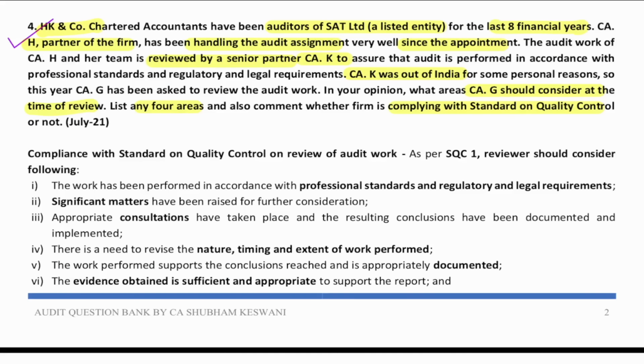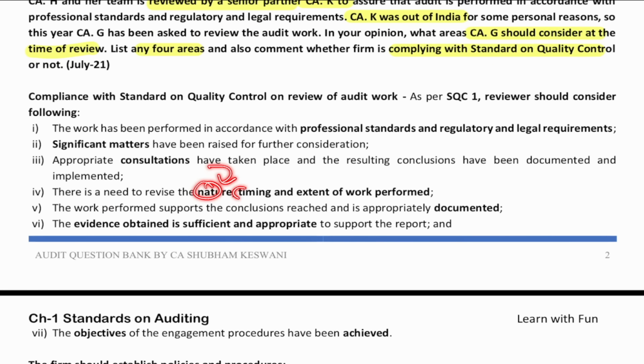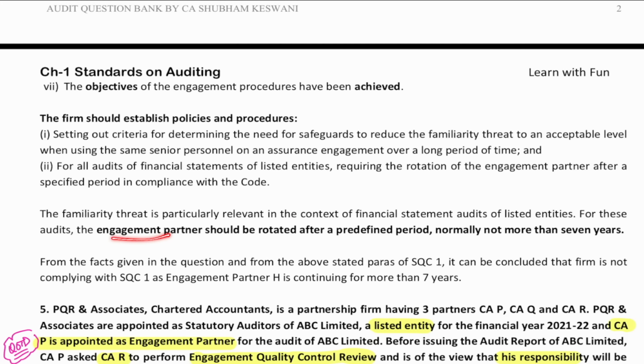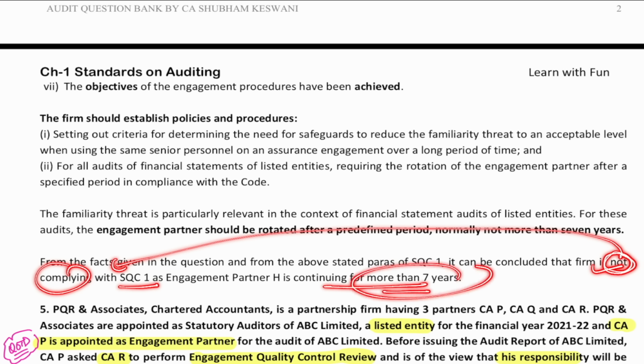Let's have a quick revision. What was the first point? Compliance with PRL requirement. Then, sir, significant matters raised for consideration. Senior not able to resolve, consultations for difficult and contentious matters. So they are documented. Then, sir, after the consultation, nature, timing, and extent of work performed needs to be revised. Then you talk about the evidence, whether evidence is sufficient and appropriate, conclusions reached, and lastly, objective achieved. Now talking about the 7 years point, you can say engagement partner needs to be rotated after 7 years. And here in this case, the firm is not complying with SQC-1 because H is continuing for more than 7 years.